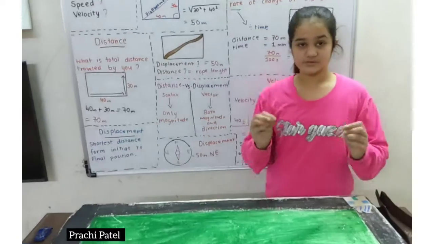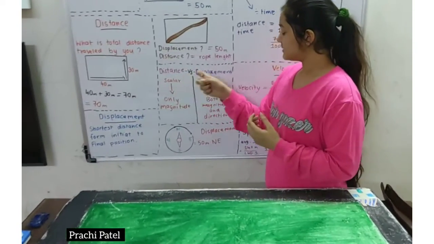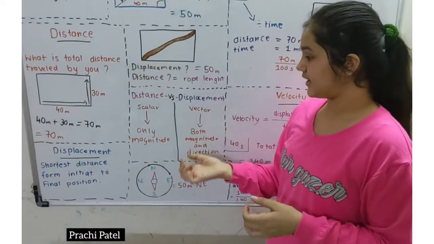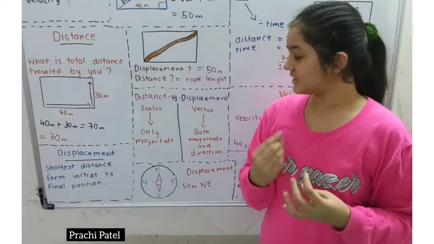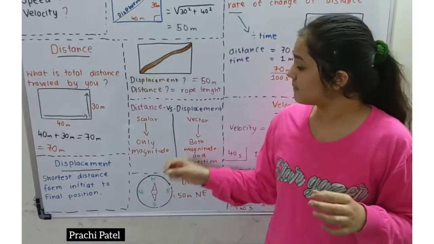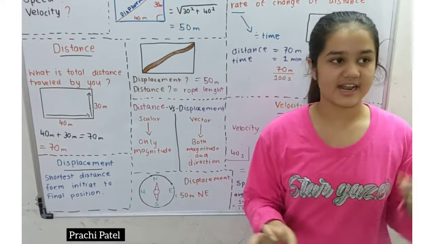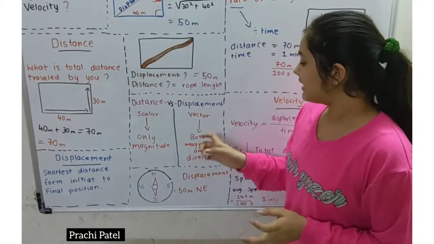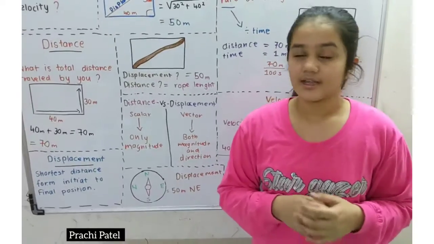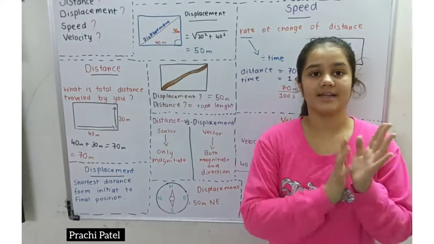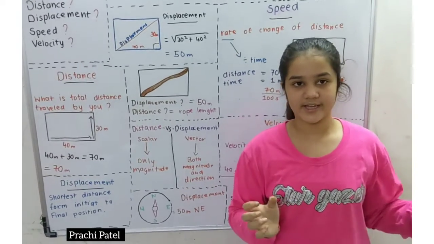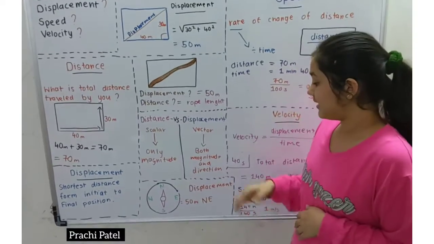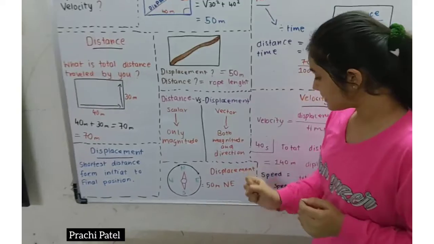Now this is just for you to keep in mind, distance versus displacement. Distance is a scalar quantity and displacement is a vector quantity. A scalar quantity has just a magnitude. Magnitude means just the distance, like 40 meters, 20 meters, 30 meters and 70 meters. But a vector quantity has both magnitude and direction. So magnitude means 20 meters but in the south, 40 meters in the north and 70 meters in the southwest. Something like that.